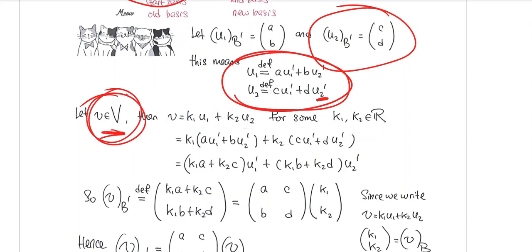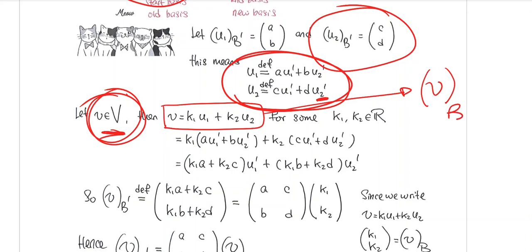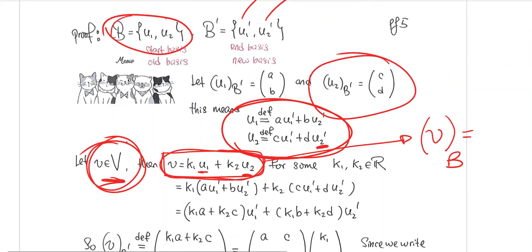Now, be careful though. If V can be written like that, do you know the coordinates of V with respect to basis B? What is the coordinate of V with respect to basis B if you can write V like this? U1 and U2 are nothing but the vectors in this basis B. So if you have V equal to this, then the coordinates are going to be K1, K2. Again, this is purely by definitions.